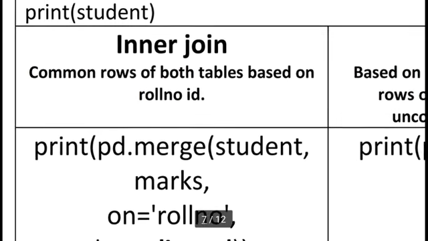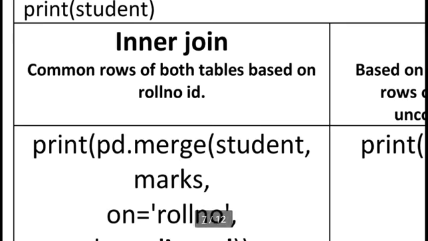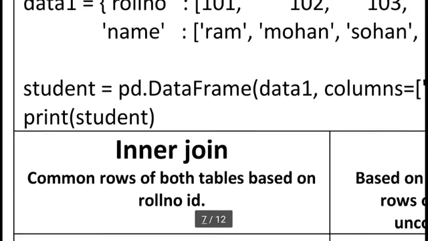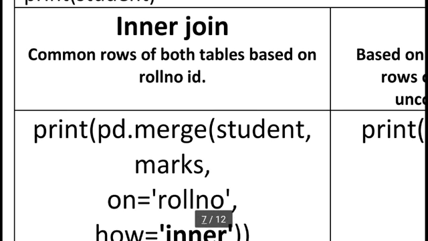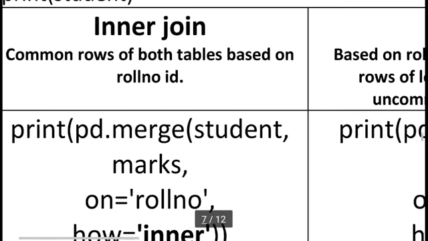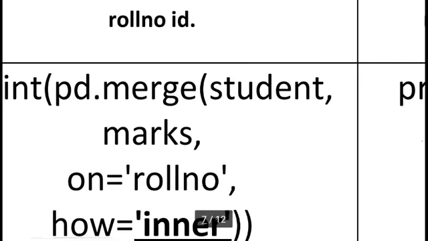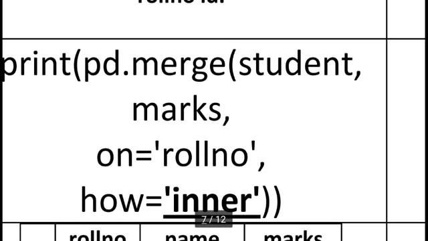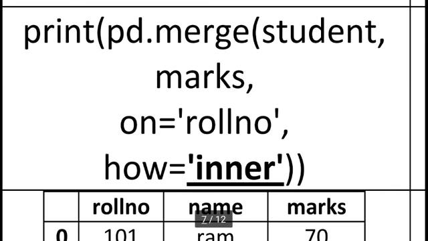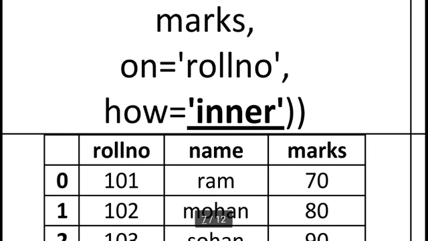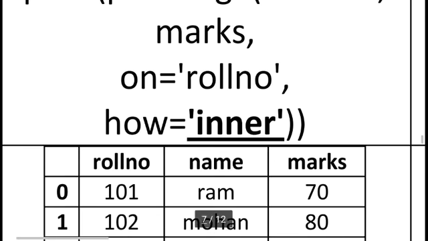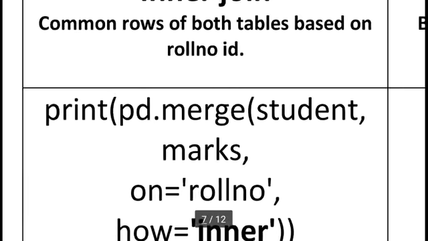So here I am using pd.merge. Last time I used pd.DataFrame, but our purpose has changed. Here I am using student, which is our left table name, comma, marks, which is our right table name, comma, on. Which column? Roll number is the common column, so I am using on equal to roll number, and here I am using joining type inner. So in the inner joining type, common rows of both tables based on the roll number id.